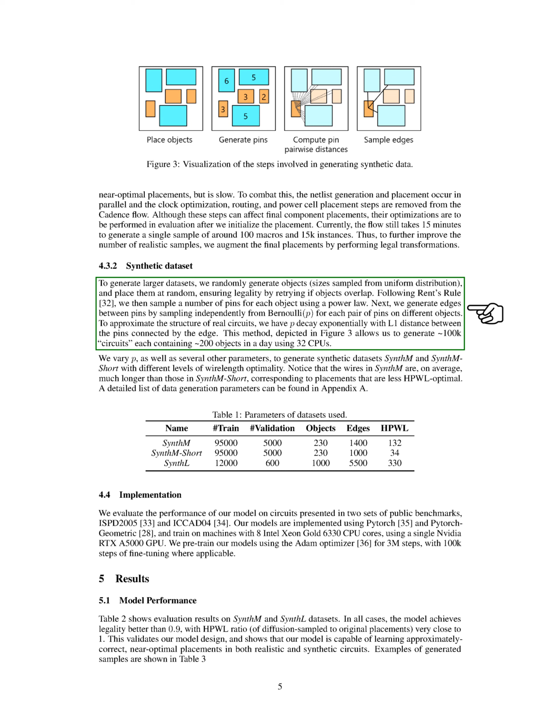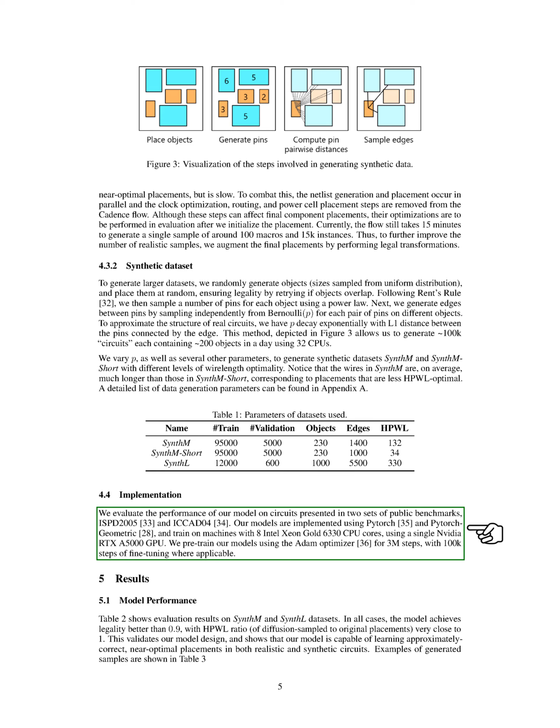Our model is evaluated on public benchmark circuits, implemented using PyTorch and PyTorch Geometric, and trained on machines with specific CPU and GPU configurations. The evaluation results on the synthetic datasets show that our model achieves high legality scores and produces placements close to optimal in terms of wire length. By experimenting with different model sizes, we observe improved performance with larger models, indicating the potential for better results with increased model complexity.